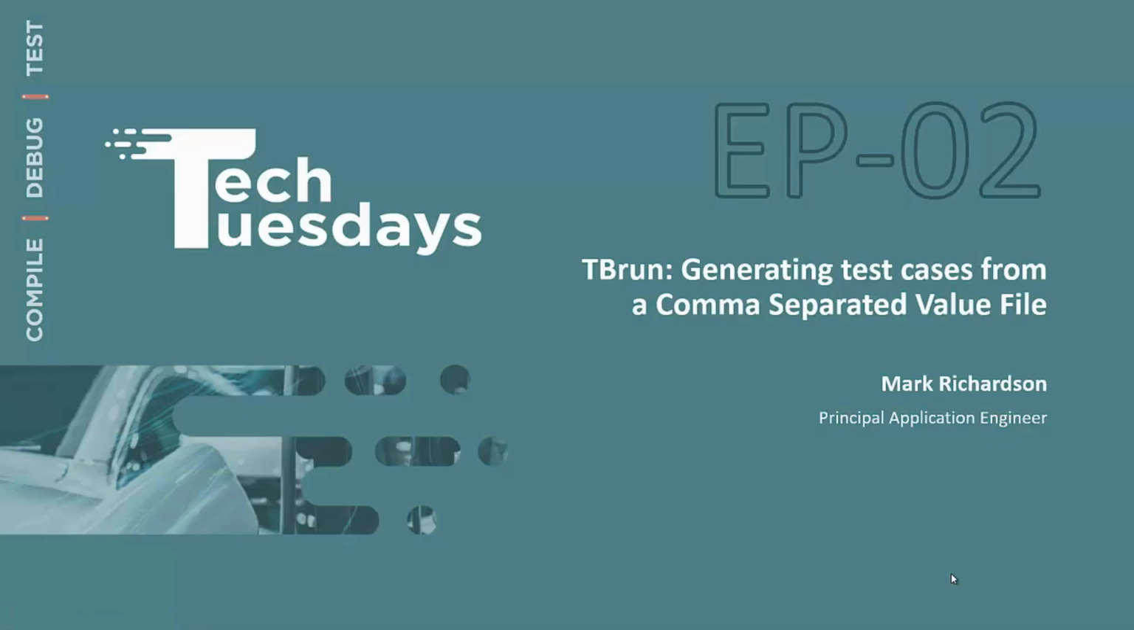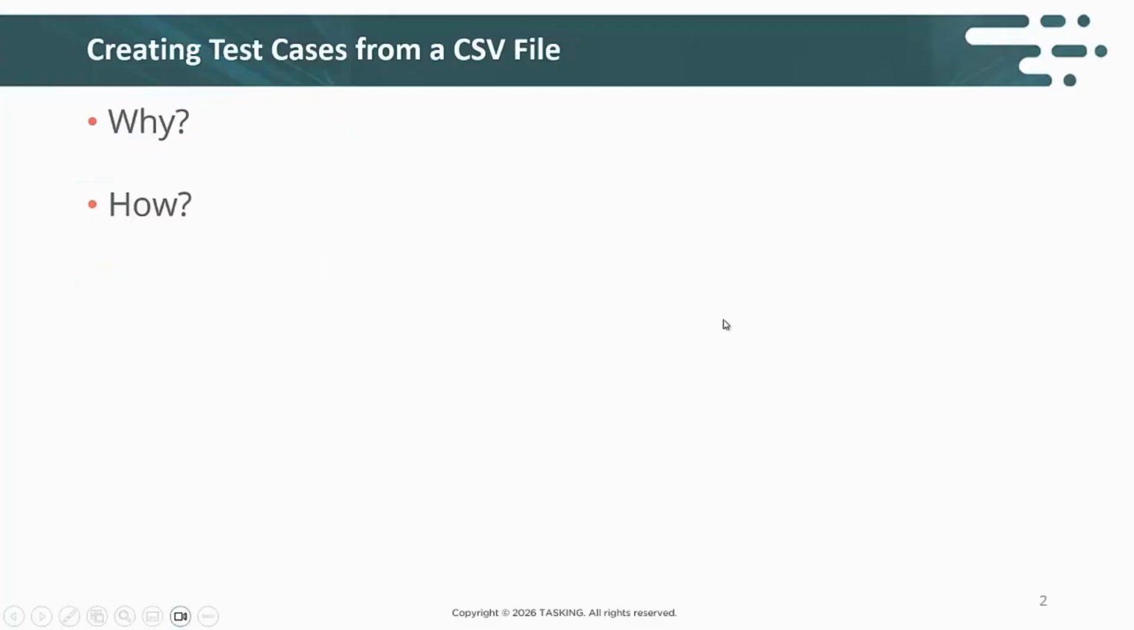My name is Mark Richardson, and today I'm talking about test, and in particular I'm talking about TBrun. Now TBrun is our unit testing tool, and what I'm talking about today is how can we generate test cases from a comma-separated value file. Well, first of all, why would you want to do that? And then secondly, how do you go about doing it?